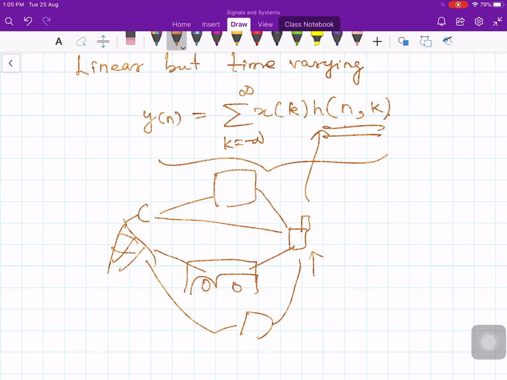So you cannot say that the system is time invariant. Every second the system is changing. Therefore, the wireless channel is modeled as a time varying system. Therefore, for a time varying system, instead of n minus k, we write h of n comma k.